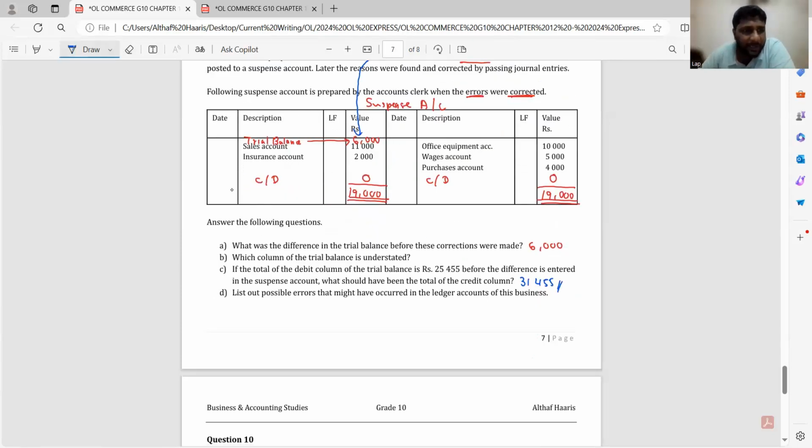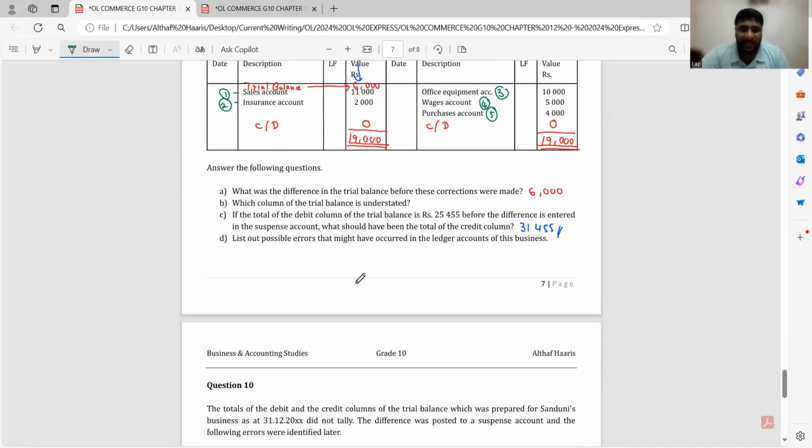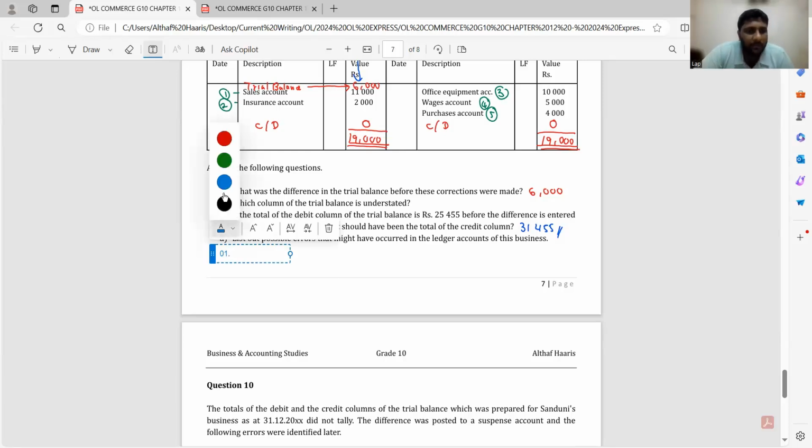Shall we mark this as 1, 2, 3, 4, 5. Now here I am asking you to write the possible errors that could have happened. So shall we list them one by one? Can you help me with the different errors?